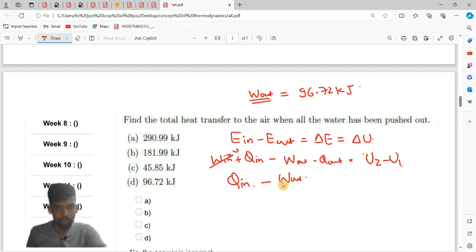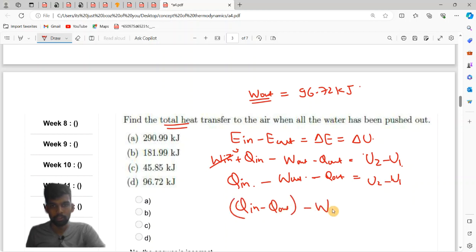Then Q in minus W out. So there is nothing called Q out, or let's say there is, if any, equals U2 minus U1, because they are asking for total heat transfer. Okay, so let's say Q in minus Q out minus W out is equal to U2 minus U1. Similarly, this is our total heat transfer, which is Q total, minus W out is 96.